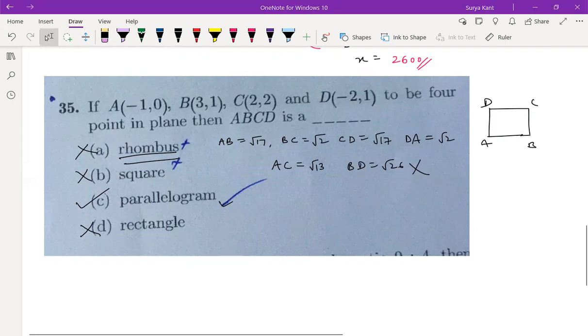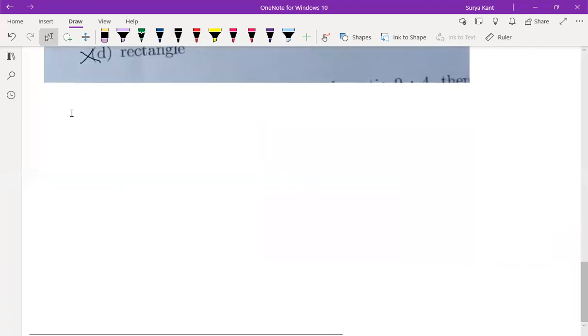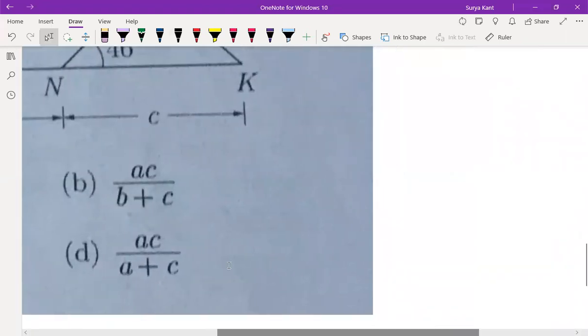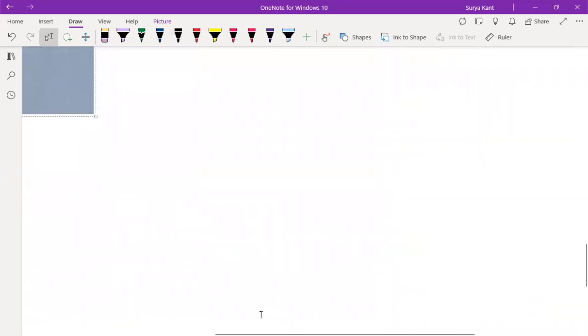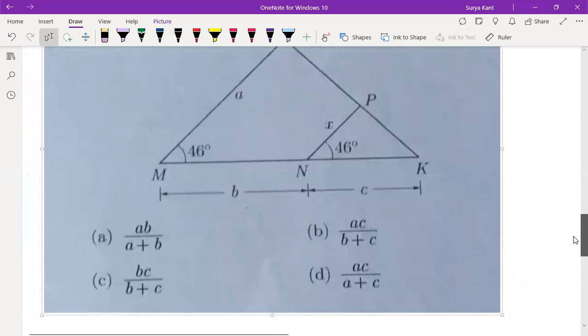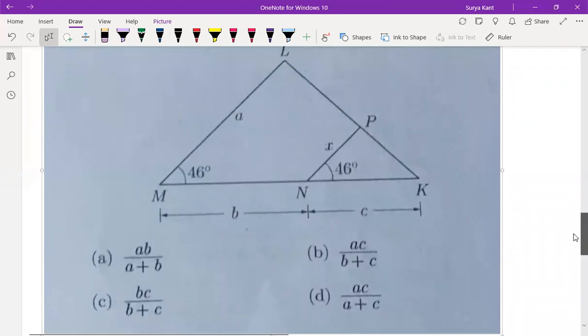So the next question is, you are having a question of trigonometry now. Sir, I don't think it's trigonometry. It's triangles, not trigonometry. Yeah. So this is the question.